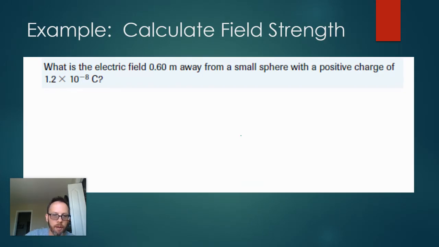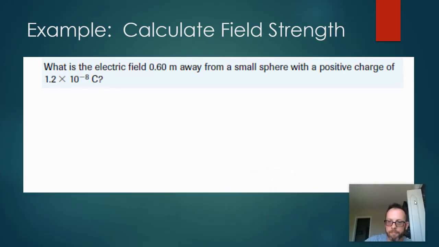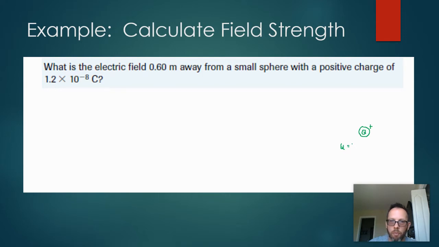So let's actually do some examples. What is the electric field 0.6 meters away from a small sphere with a positive charge of 1.2 times 10 to the minus 8 coulombs? Well, what I would suggest here is let's actually draw this out. So we have a charge Q, and in this case, it's a positive charge, and we're told that Q equals 1.2 times 10 to the minus 8 coulombs.